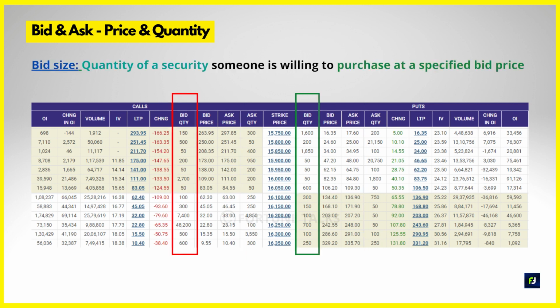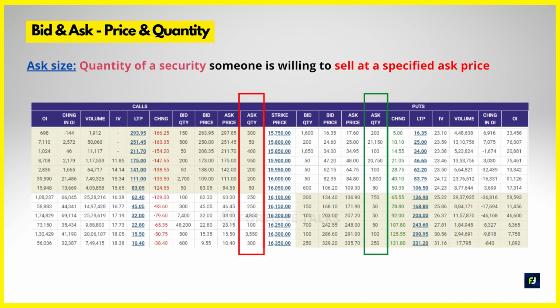Now, the bid size represents the quantity of a security that the investors are willing to purchase at a specified bid price. In a similar manner, the ask quantity represents the total number of sellers in a particular strike who are willing to sell at the specified ask price.